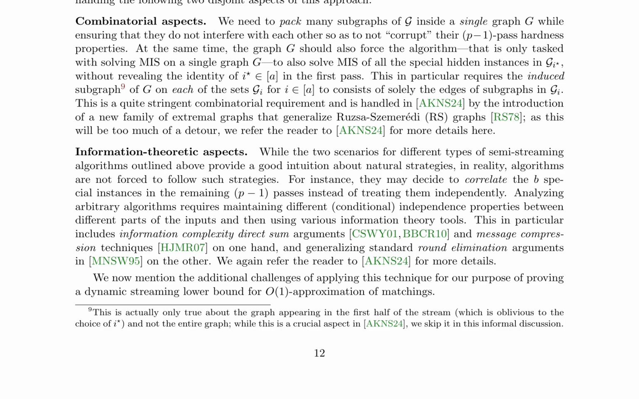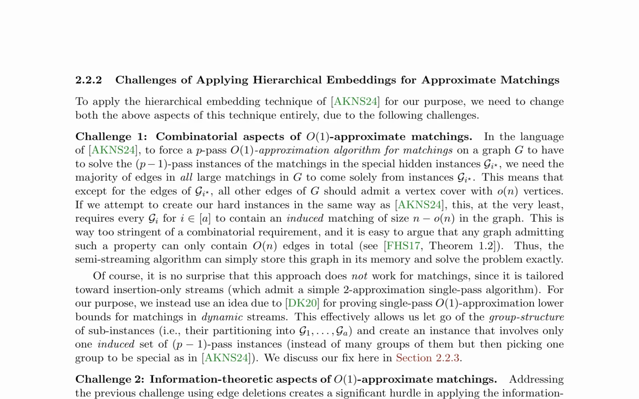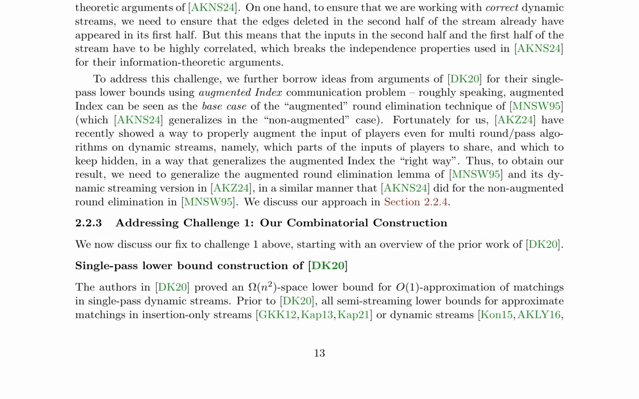Additionally, the paper mentions the challenges of applying this technique for proving a dynamic streaming lower bound for O(1) approximation of matchings. The paper addresses the challenges of applying hierarchical embeddings for approximate matchings in dynamic streams, highlighting two main challenges: combinatorial and information theoretic aspects. To overcome these, the authors borrow ideas from previous works, such as DK20 for single-pass lower bounds and AKZ24 for augmented round elimination in dynamic streams. They present a new combinatorial construction that allows them to create an instance involving only one induced set of P-1 pass instances rather than many groups of them.